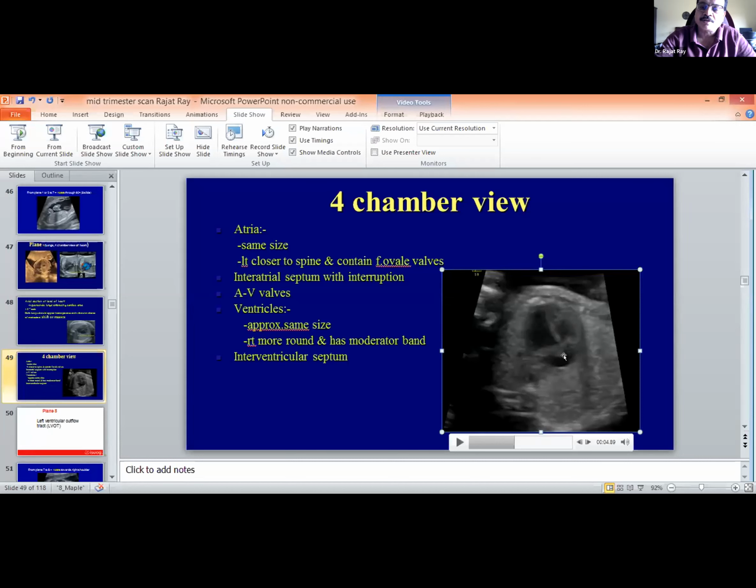This forms the crux. And if you keenly mark, there is a gap between the mitral valve and the tricuspid valve insertion. This is called the offset. So they should not insert at the same level. There should be a gap. Tricuspid valve is more towards the apex of the heart.